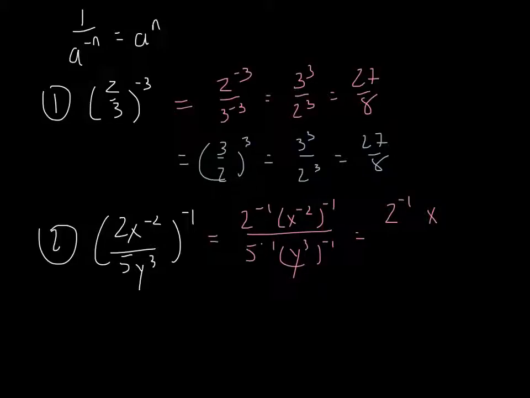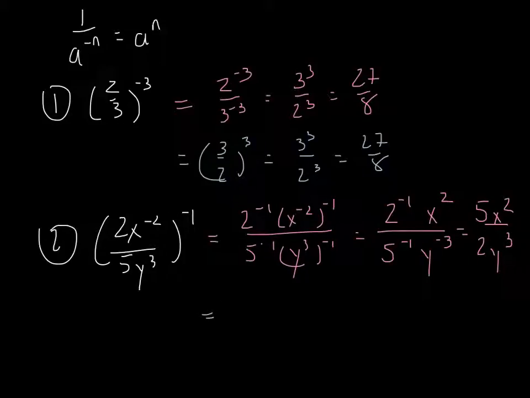So negative 2 times negative 1 is 2. 5 to the negative 1 is still on the bottom. y cubed times negative 1, 3 times negative 1 is negative 3. And the next one, we deal with the negative exponents. 5x cubed over 2y cubed. That's one way to do it.